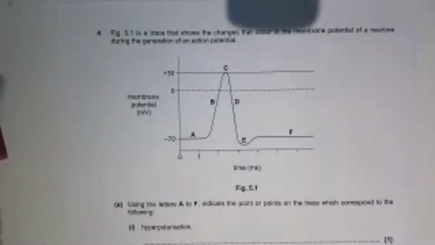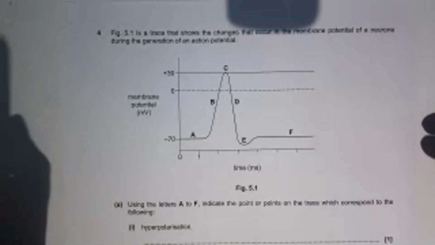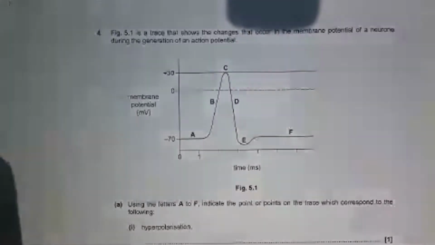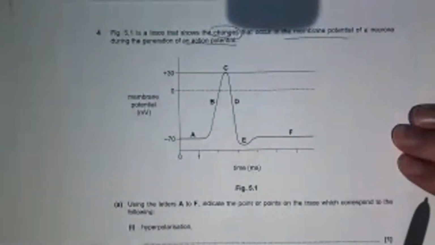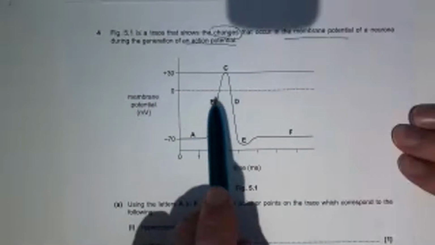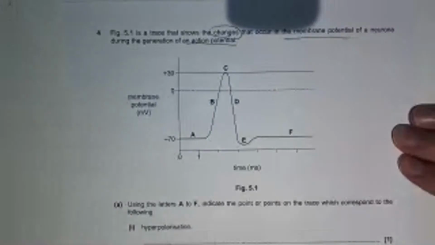To another nervous system question. It says that figure 5.1 is a trace that shows the changes that occur in the membrane potential of a neuron during the generation of an action potential. You're then given a graph where you've got different sections labeled A, B, C, D, E, and F. You've then got a series of questions that are regarding the points.